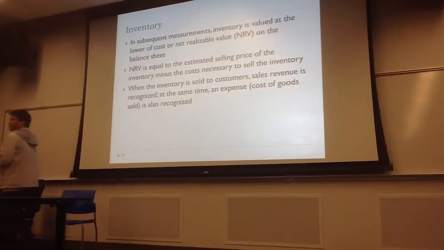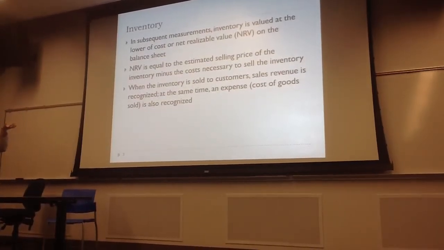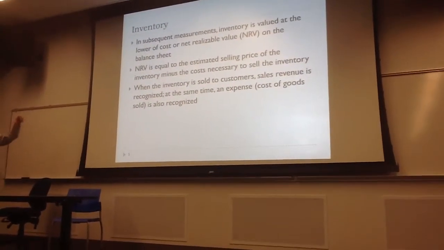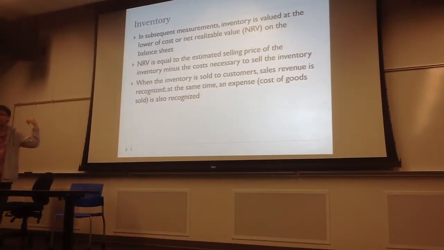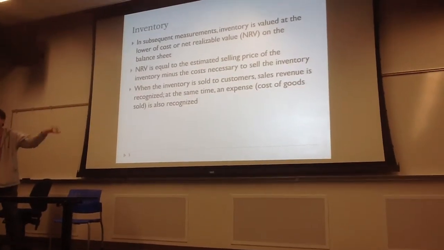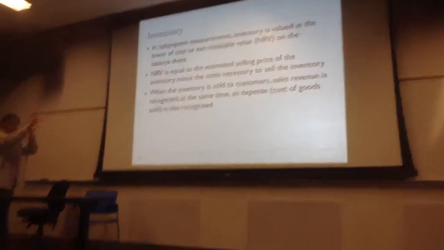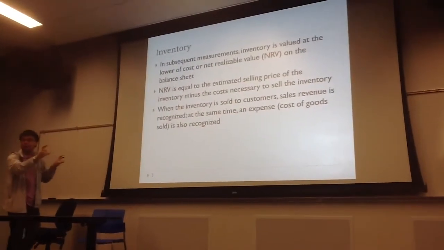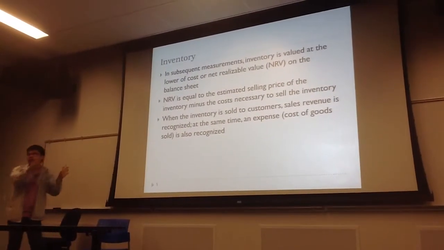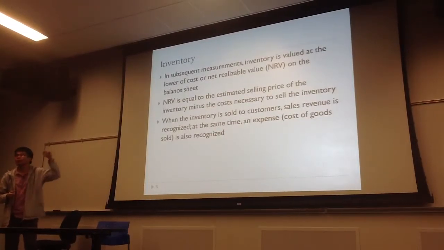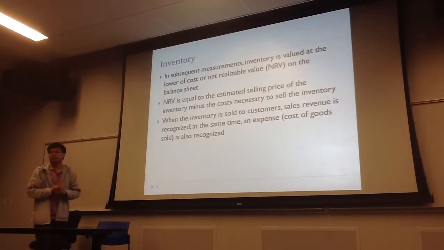So what you have to do is come up with the cost, which is your original purchase price, the thing that we talked about 2 slides ago, as well as the net realizable value. So you compare the two, and then take the lower of the two. Whichever one is lower, you take that one. And then that will be recorded on the balance sheet.